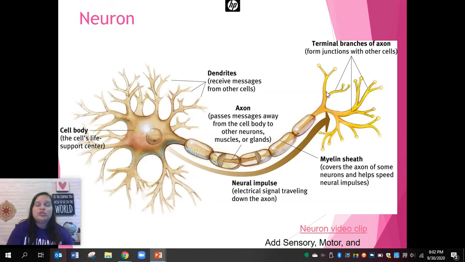These are called the terminal branches of an axon. Terminal means the end, so it's the end of the neuron. And each one of these has a little area at the end. Sometimes they're called the terminal bud, and we'll zoom in on those here in just a minute. But this is where there are chemicals that are waiting to be released. So neurotransmitters, which are the chemicals, are hanging out in there.